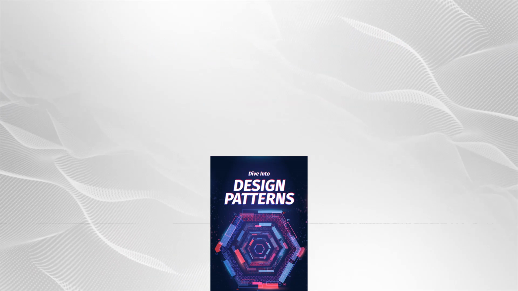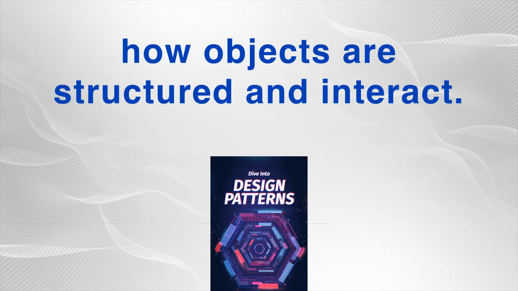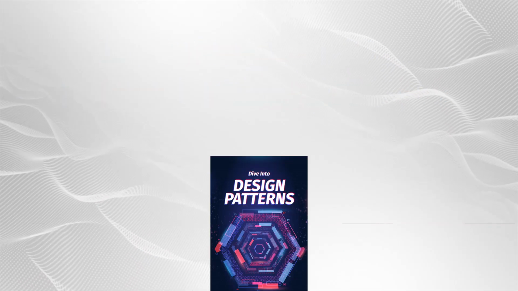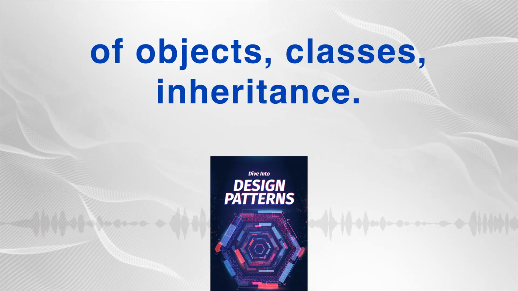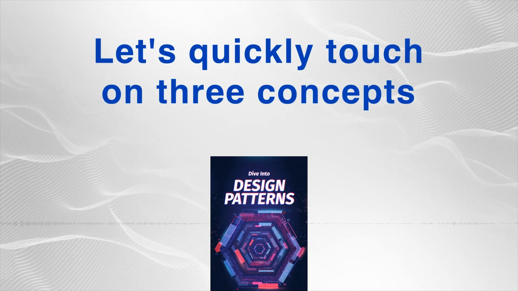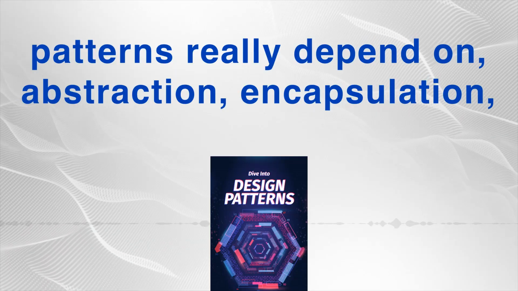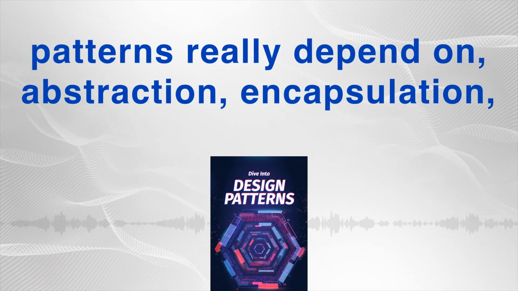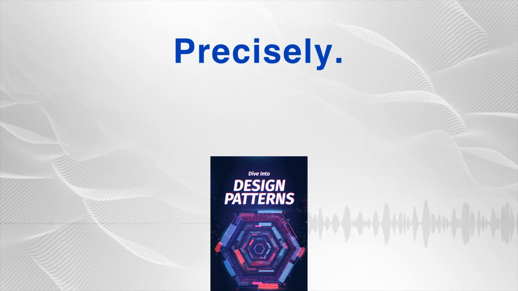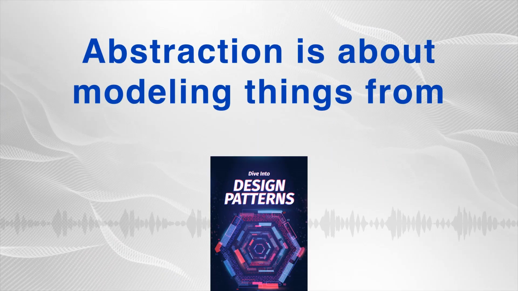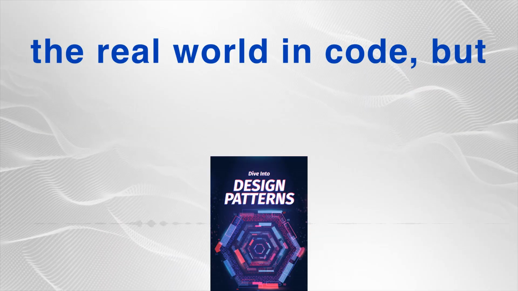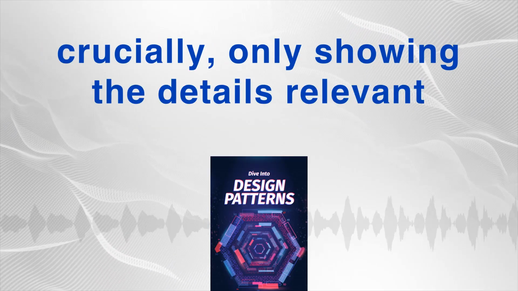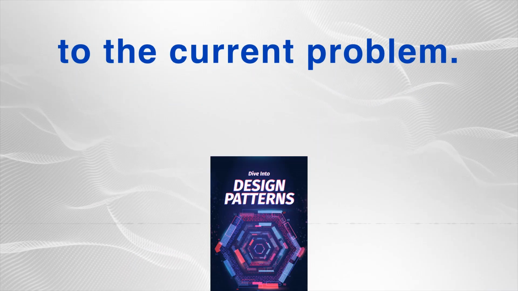A very good point. So let's begin with the fundamentals, how objects are structured and interact. We'll assume you have a grasp of objects, classes, inheritance. But let's quickly touch on three concepts patterns really depend on: abstraction, encapsulation, and polymorphism. Precisely. Abstraction is about modeling things from the real world in code. But, crucially, only showing the details relevant to the current problem.